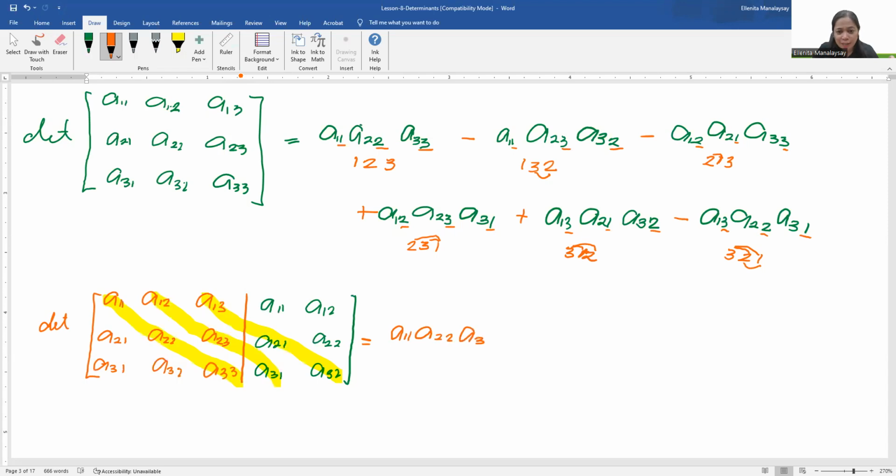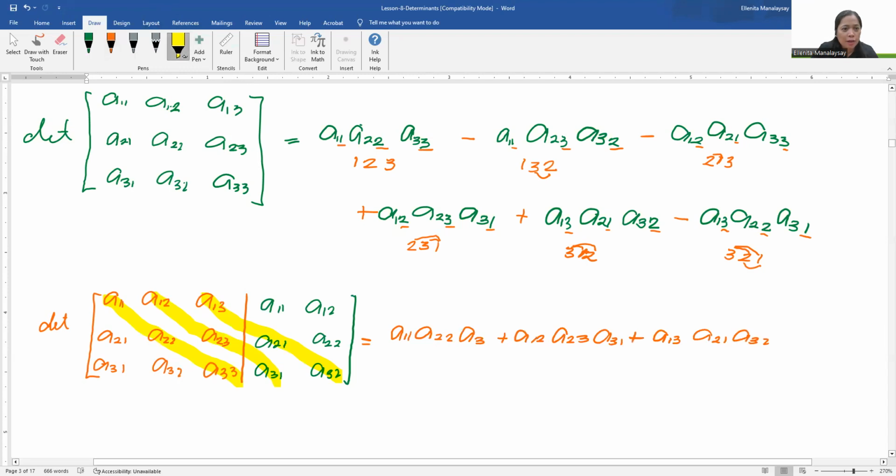So for the diagonal down, the sign, according to this rule, is all positive. So plus A12, A23, A31, plus A13, A21, A32. And then afterwards, we take the product of the upper diagonal.